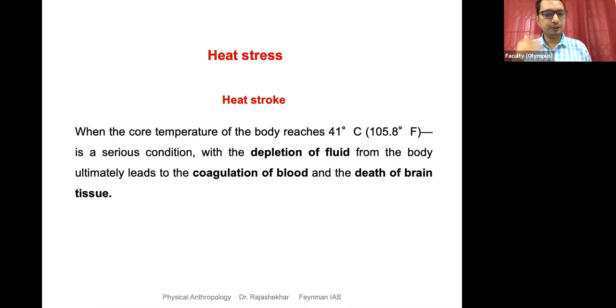Where we start losing the fluid from the body. And ultimately, it leads to the coagulation of the blood. Our blood actually coagulates and doesn't flow, resulting in the death of various tissues, including the brain tissue. So we lose control or regulation of various physiological activities in the body. So too much dehydration takes place. We lose body fluids, and fluidity is one of the core ideas of our body functions, because we supply everything with the blood. What happens if blood doesn't move? So you're not receiving any supply at all.